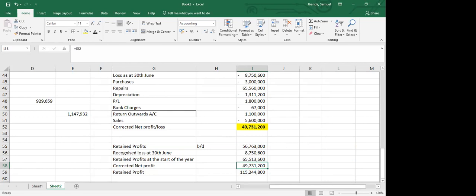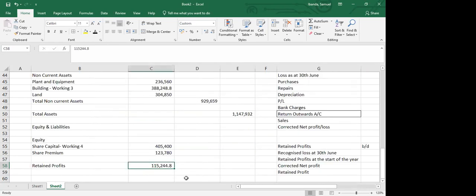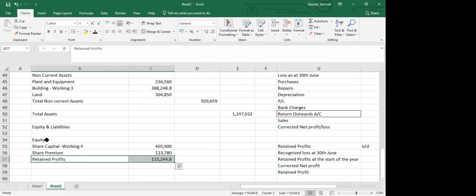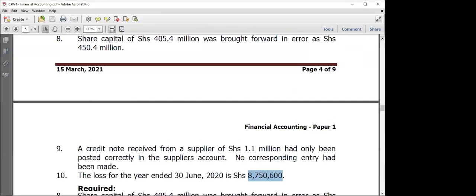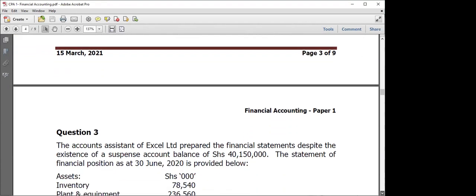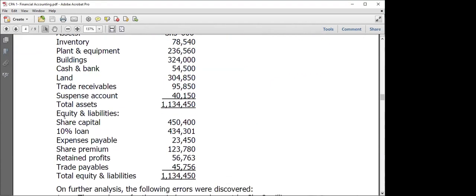So after you've recorded your retained profits here, remember it's part of our equity. Now, ours is to check and see, is there any other equity that we have? When I come to my question here, do I have any other source of equity? So I've recorded share capital. I've got the share premium. I've also recorded retained profits.